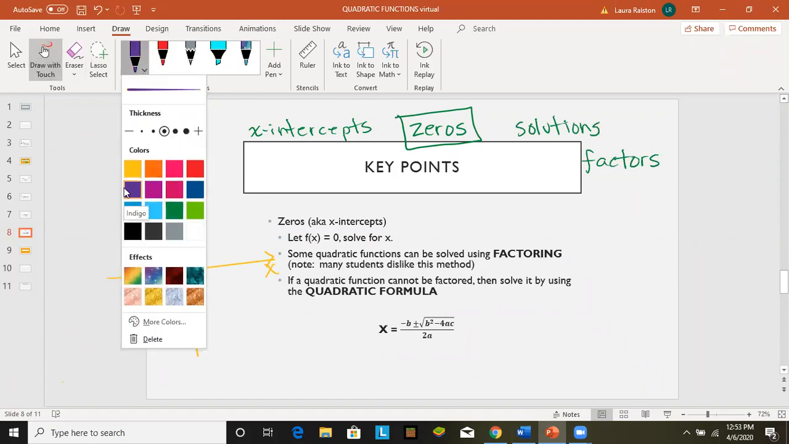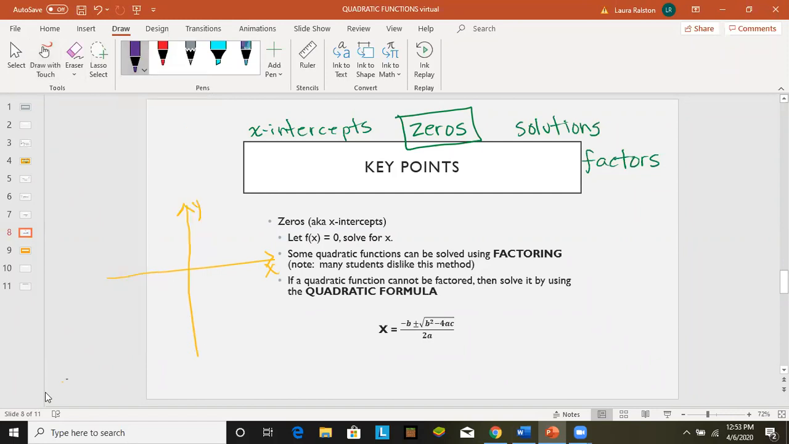Okay, so if we were looking at a parabola and thinking about finding our x-intercepts, we're looking for the point or points, in this case there's two, where the graph crosses the x-axis, and they would have the ordered pair. You'd have x1, comma 0, and you would have x2, comma 0.